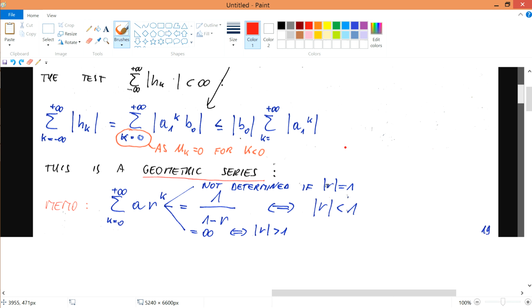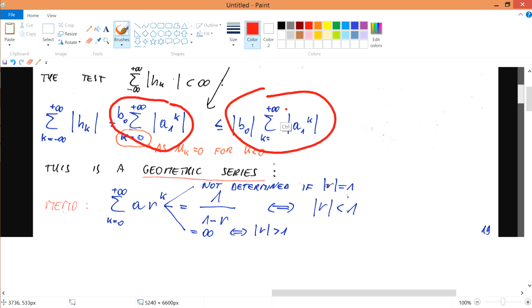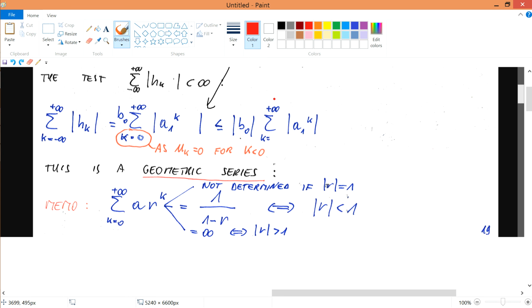I have proved this to you already. Next, I'll factorize out my b0, bring it outside, and put this magnitude over here. What I have just done is this thing. You see, it's the same thing. This over here is the same as this. Correct? So that's what I'm doing right now, proving to you what I've just done.